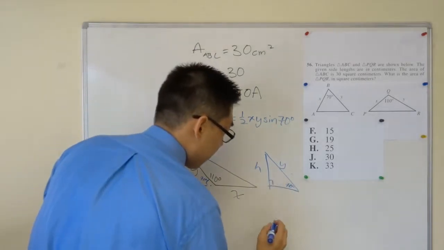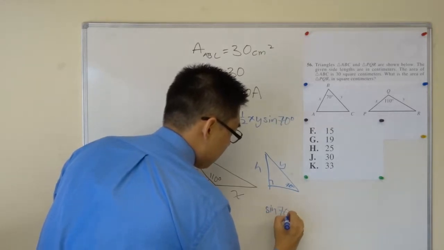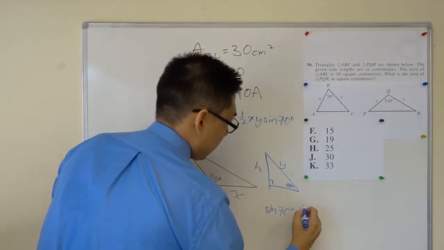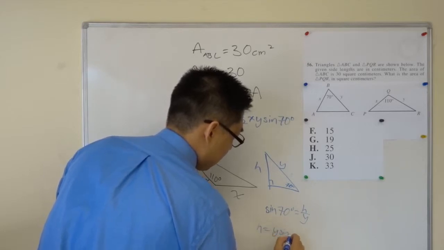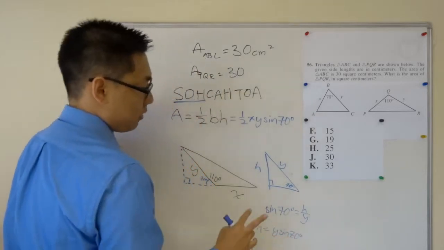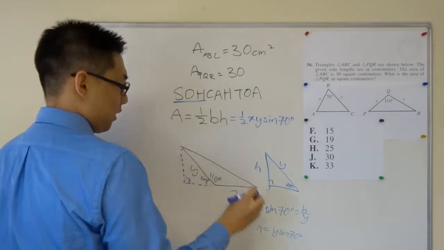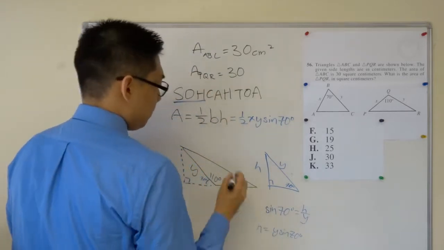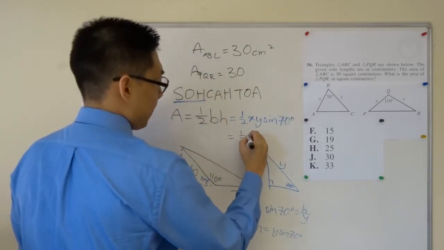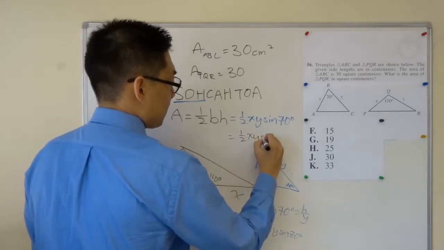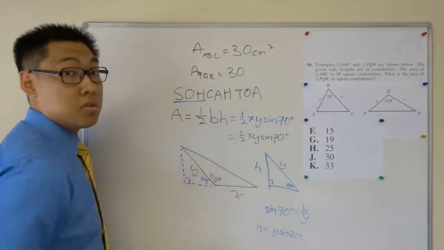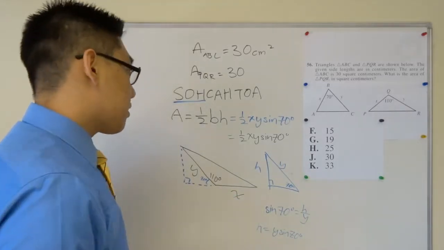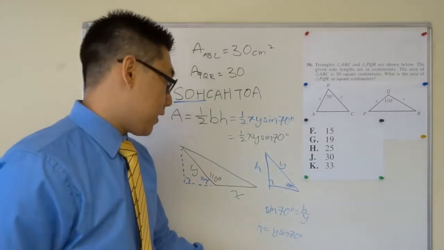So once again, we have sine 70 degrees equals h over y, and h equals y sine 70. So the area of the second triangle is actually going to be exactly the same. Right, it's going to be 1/2 x y sine 70. So since we know the area of the first triangle is 30, the second triangle is also going to be 30. So these are two different ways that I've shown you to find it.